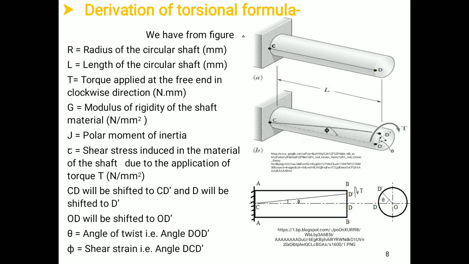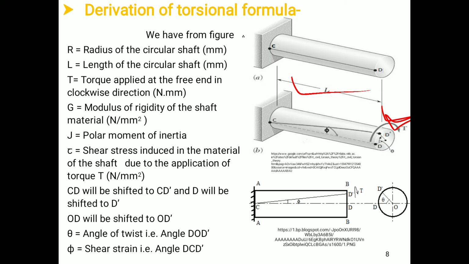From the figure we have R equal to the radius of the circular shaft. So you concentrate on this figure. OD is equal to R and this is the radius, and it is in mm. L is equal to the length of the circular shaft. This is the length L. It is in mm. T is equal to the torque applied at the free end in clockwise direction. This is the torque T which we have applied in clockwise direction at its free end.